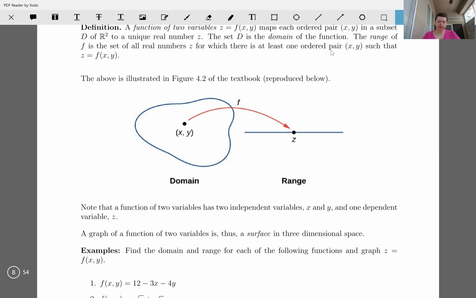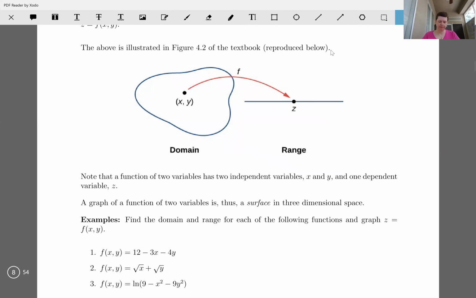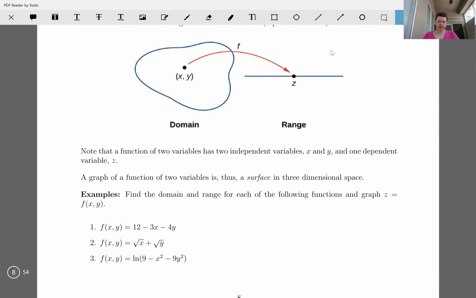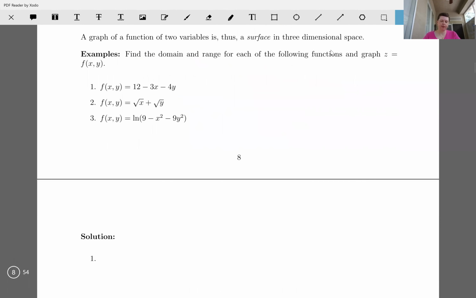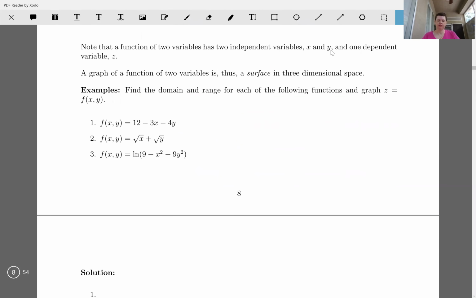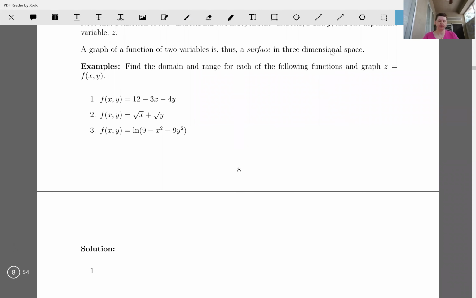Notice that a function of two variables has two independent variables, x and y, and one dependent variable, z. A graph of a function of two variables is therefore going to be a surface in three-dimensional space. So let's do some examples. Let's find the domain and range for the three functions below, and let's graph z equals f of x y.